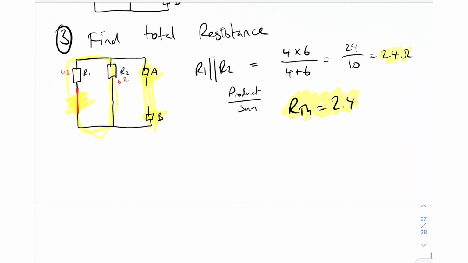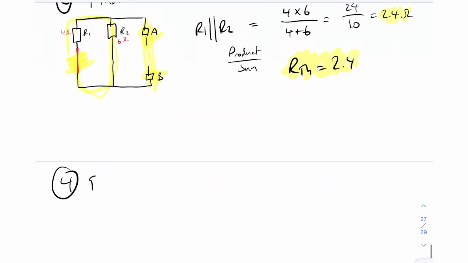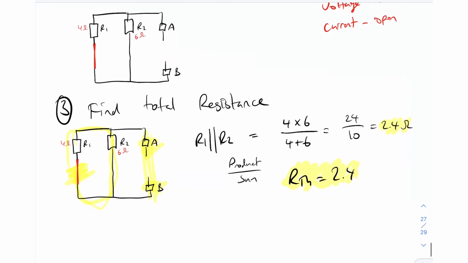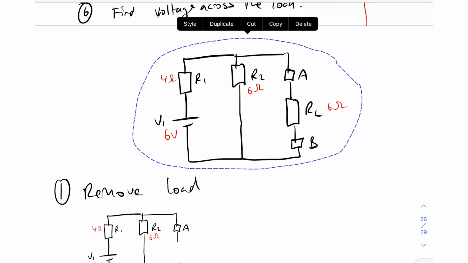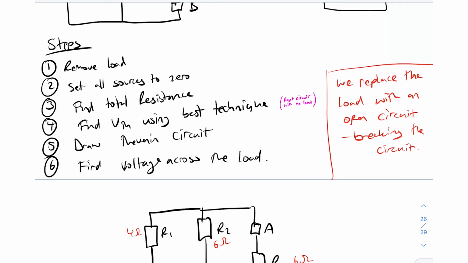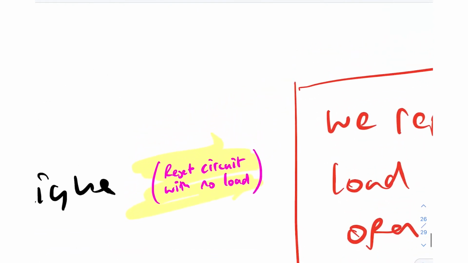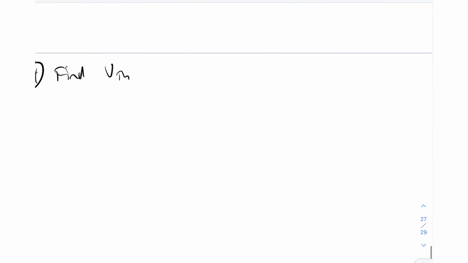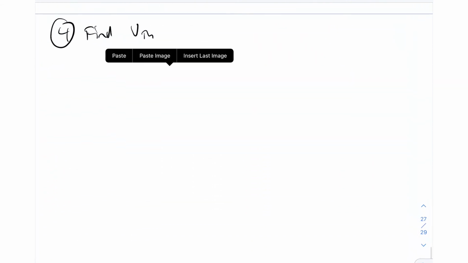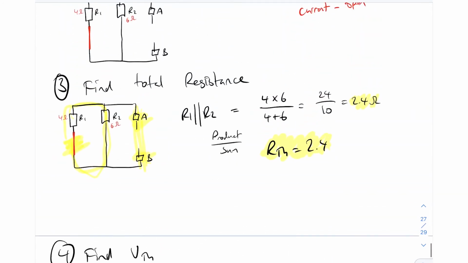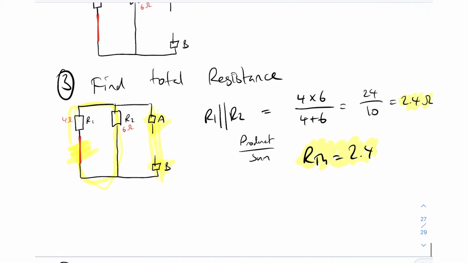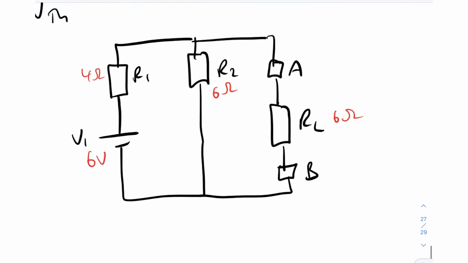That's cool. Okay, let's move on to number four. Next, we need to find voltage Thevenin. Okay, so we need to get back the original circuit. And this is the point that I made on the steps here. If you look at point four, I wrote reset the circuit with no load. This is very, very important. This messed me up in my exam. If we're going to find voltage Thevenin, you don't want to be doing it with this circuit here. That'd be crazy. You want to go back and find the voltage Thevenin from this circuit.